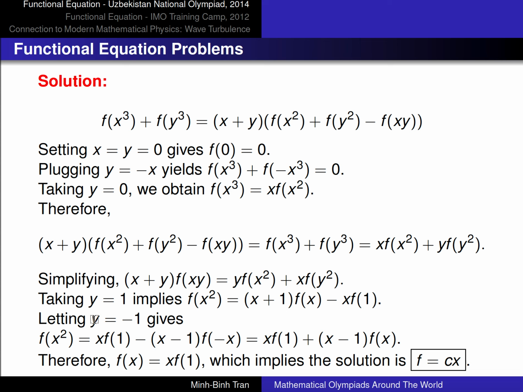Now you're gonna plug x to be minus 1. You do the same thing. You replace minus 1 here, minus 1 here, and minus 1 here. But you remember that f of 1 and f of minus 1 are the negatives of each other. In conclusion, you get this relation, which means that f of x is x times f of 1, so this gives you the solution f is c times x, where c is a constant.